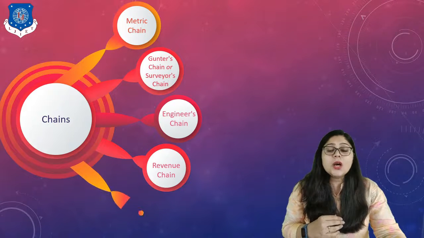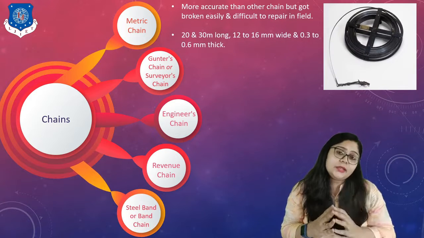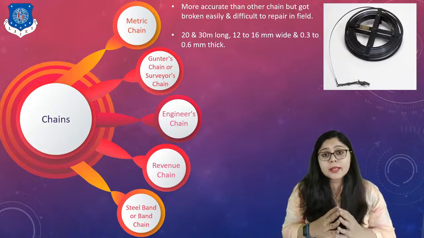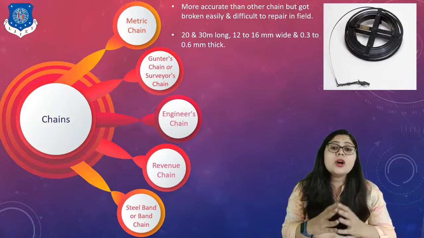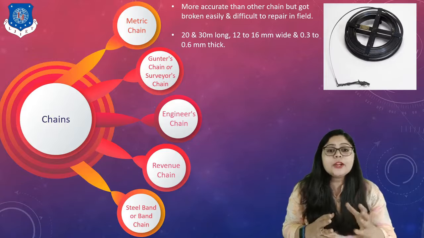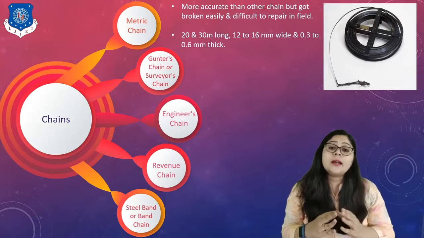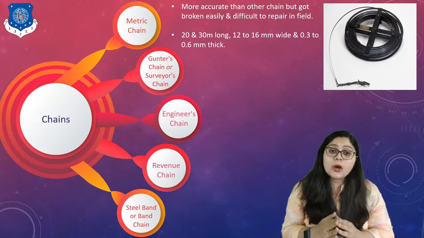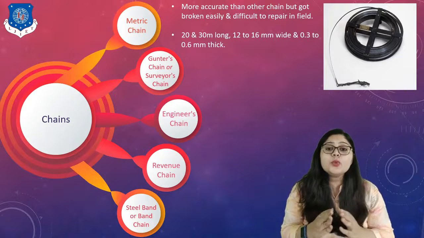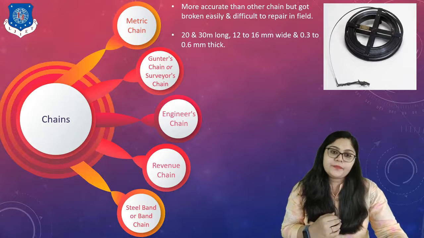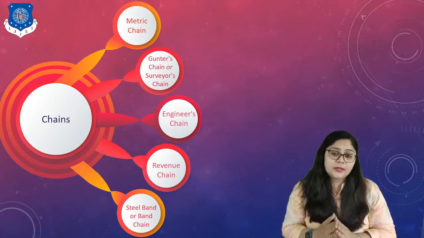And lastly, we will discuss the steel band or band chain. It means these are more accurate than the other chains, but they get broken easily and are difficult to repair in the field. Generally, they are 20 and 30 meters long as well as 12 to 16 mm wide and 0.3 to 0.6 mm thick. So that's all for the different types of chain.